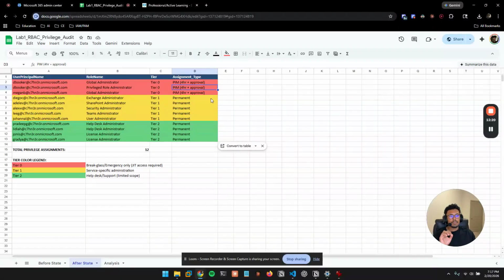Now, where it says 4 hours plus approval, what that means is these global admins, myself and Megan included, we don't have permanent global admin access. We have access to global admin privileges for a 4-hour window, but we have to have approval, usually from the other global admin.